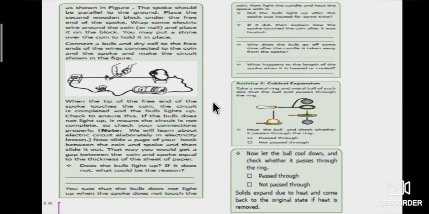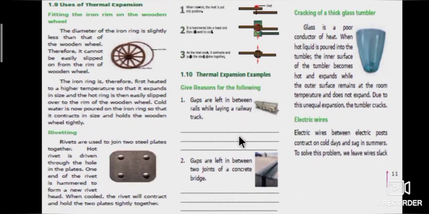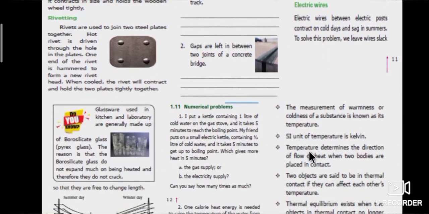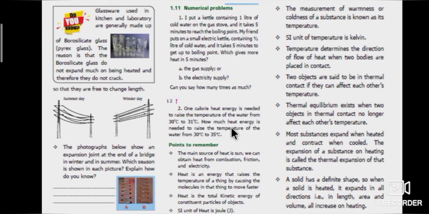Page number 10 explains linear and cubical expansion by some activities. Page number 11 gives the details about uses of thermal expansion and some examples. We have discussed fitting the iron rim on the wooden wheel and riveting. Page number 12, solving numerical problems and giving the important points of this lesson.